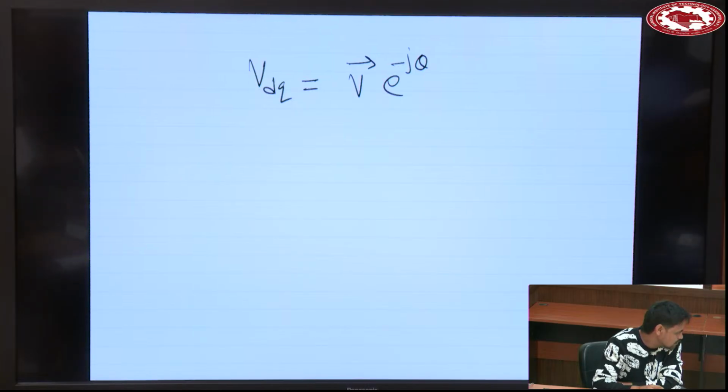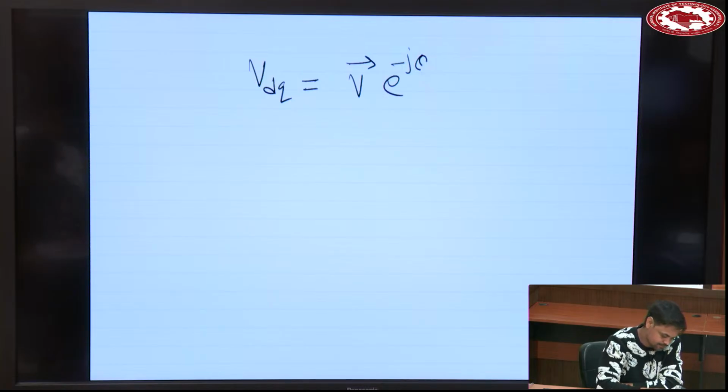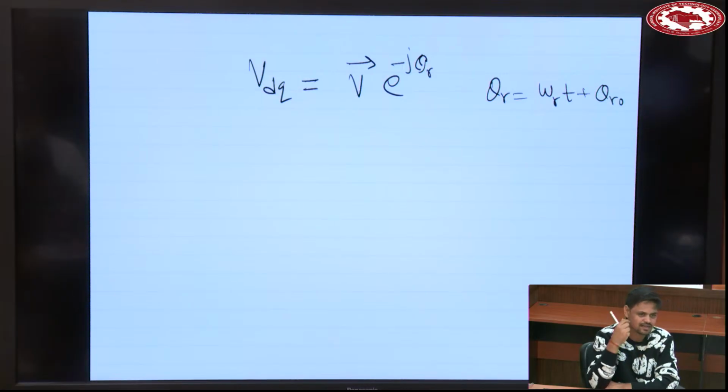I will make sure I don't have to say it again. So V dq is equal to V vector times the rotation factor, because you are seeing it from another reference frame, which is rotating with speed omega r, or theta r, you can write here, where theta r is equal to omega t plus theta r naught. If you remember, we have discussed this in the class.